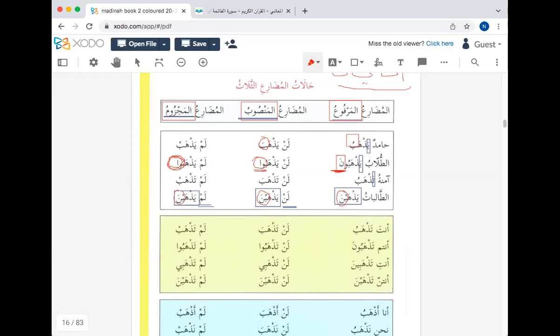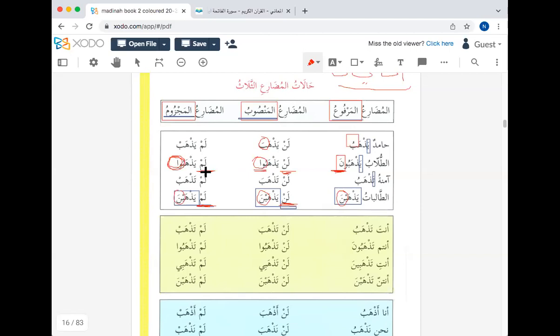The harf that preceded it, or from the siyaq. From the letter that came before it, the particle. You know that lam is a jazim, you know that lan is a nasiba. So that's how you know. Lan is a nasiba, so you know this is majzoom. And lam is a jazima, so it's also going to be majzoom.